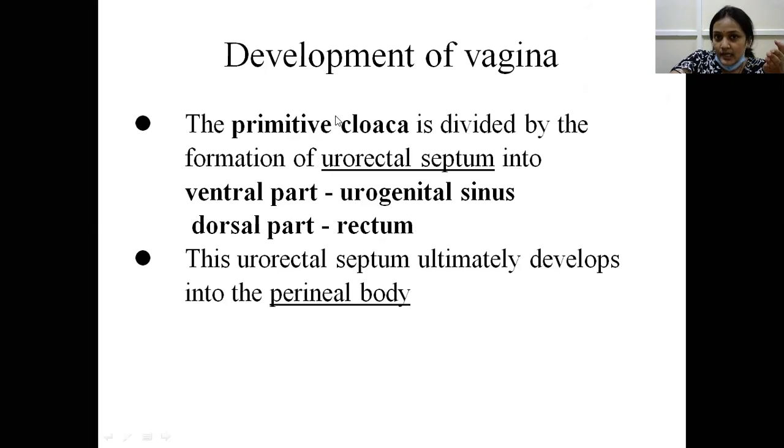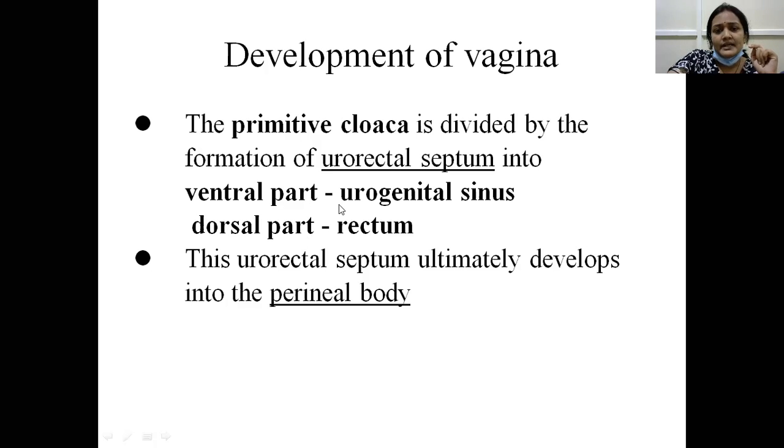I'm stressing on this because it will be confusing when you go through the book. The primitive cloaca is divided by the formation of this urorectal septum. What is this urorectal septum? It further develops into the perineal body. This perineal body, you know it very well, will be covered in your obstetrics. It is the most important part and it should not be cut during the episiotomy. That's why we give a lateral episiotomy. A midline episiotomy is not given because it injures the perineal body. This urorectal septum, which is formed to divide the primitive cloaca, gives rise to the perineal body in future.